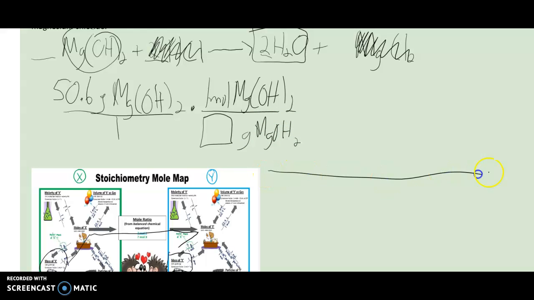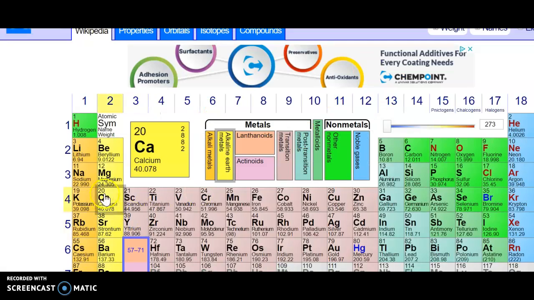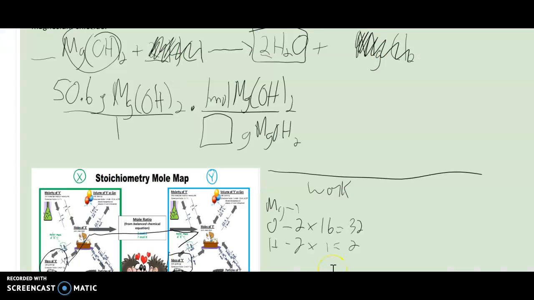Okay, so I've got to show some work. I've got Mg, 1 of them. Oxygens, I've got 2 of them. And hydrogens, I've also got 2 of them. I've done these so many times that I know oxygen's 16, and I know hydrogen's 1. So oxygen is 2 times 16, which equals 32, and hydrogen is 2 times 1, which equals 2. Magnesium, I don't remember, so let me get my periodic table up here. Magnesium is 24.31.